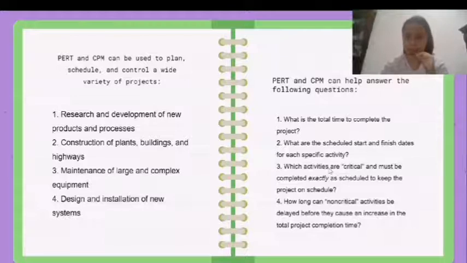So PERT and CPM help the managers identify the critical activities in a project. The critical activities in a project are the longest series of tasks as they take a lot of time, and if they are delayed, the entire project would also be delayed. Number 4, how long can non-critical activities be delayed before they cause an increase in the total project completion time? So when we say non-critical activities, they are the activities that can be pushed past their due date or deadline without affecting the project due date as they are not critical.